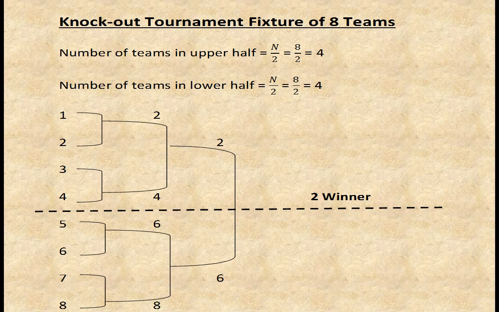Now we will make a fixture. First we will write all the teams. How many teams are there? 8. 1, 2, 3, 4, 5, 6, 7, 8. First we will distribute all the teams into 2 halves by a dotted line. How many teams will be in the upper half? 4. 4 will be in the upper half and 4 will be in the lower half.